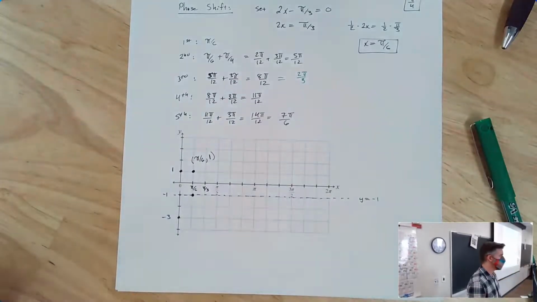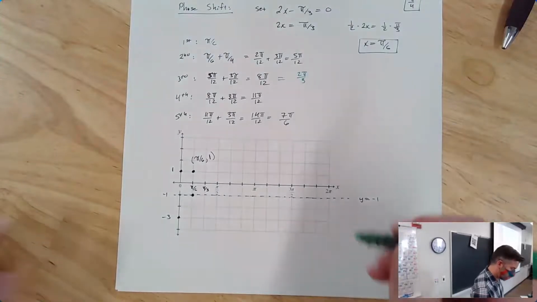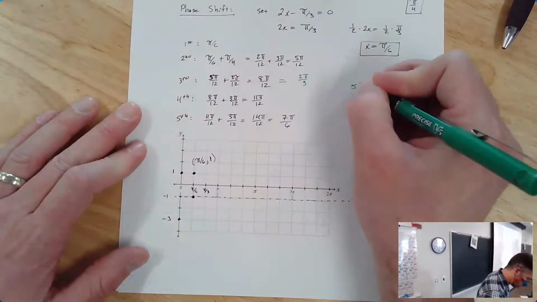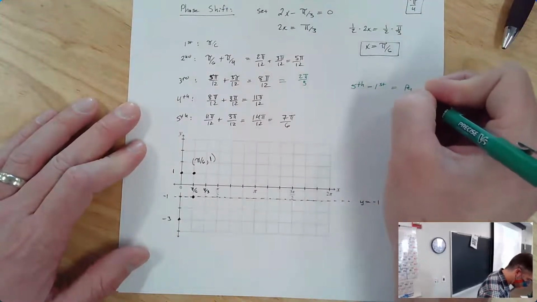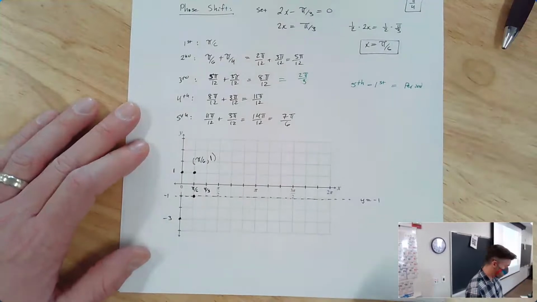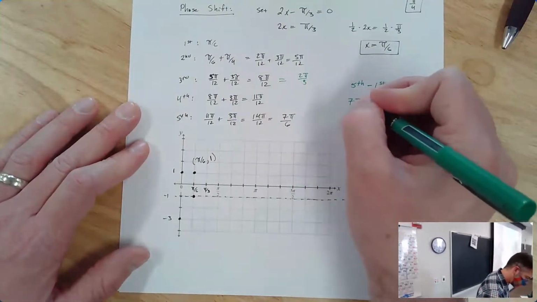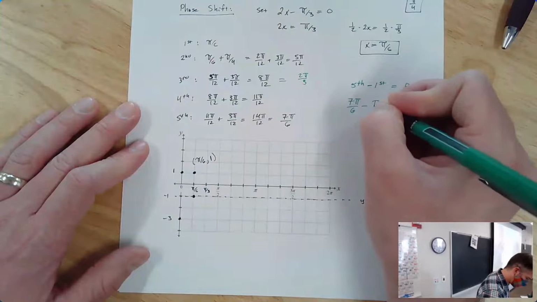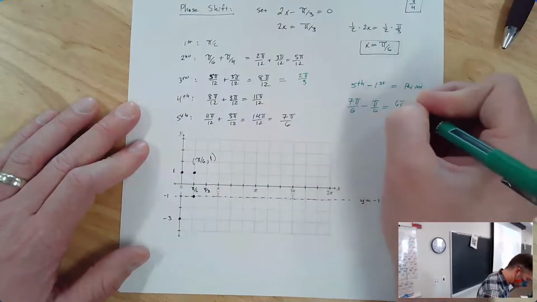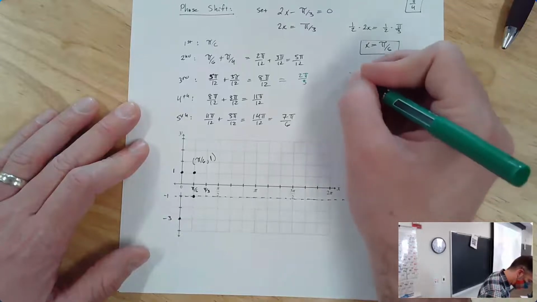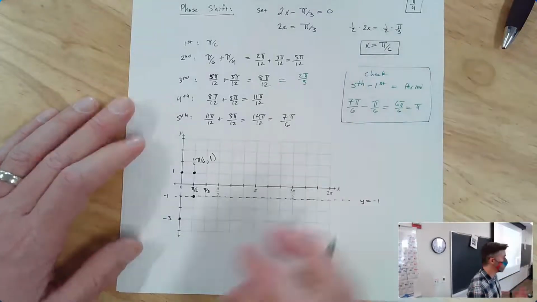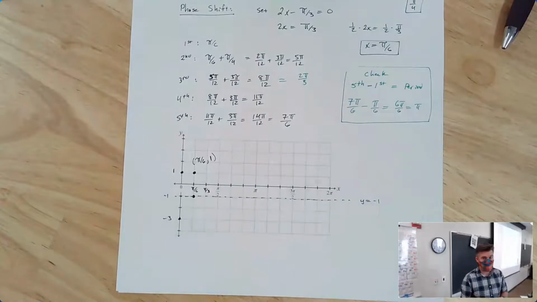And if you're really concerned whether you've done this right or not, one way you could check is to check that the fifth point minus the first point equals the period. And it does. 7 pi over 6 minus pi over 6 equals 6 pi over 6, which is the period. So that's a way you can check. It's not necessary, you don't have to do that, but if you wanted to, you certainly could.